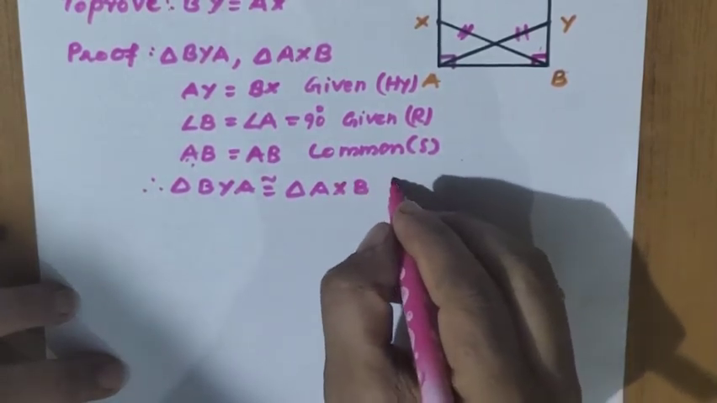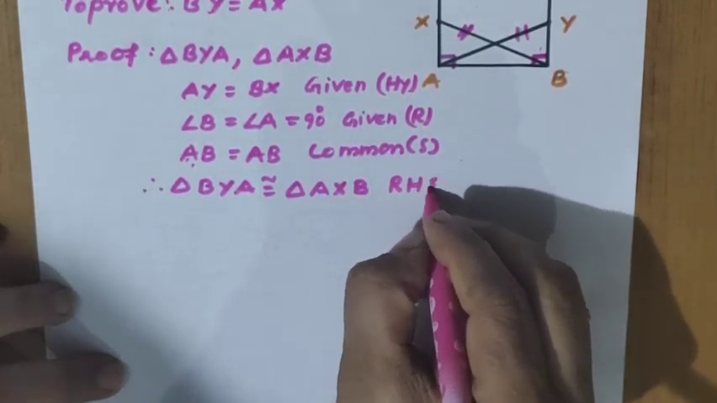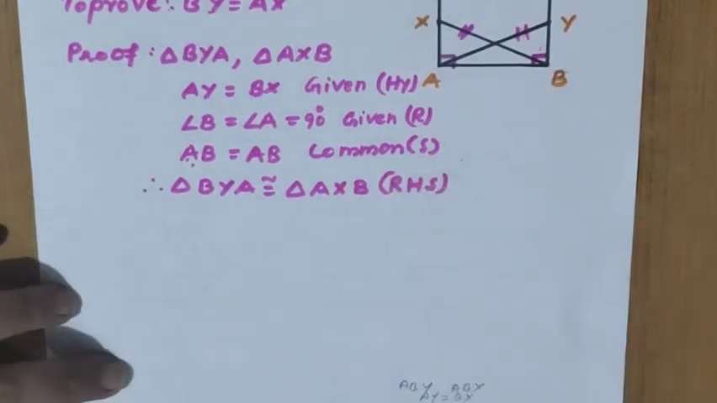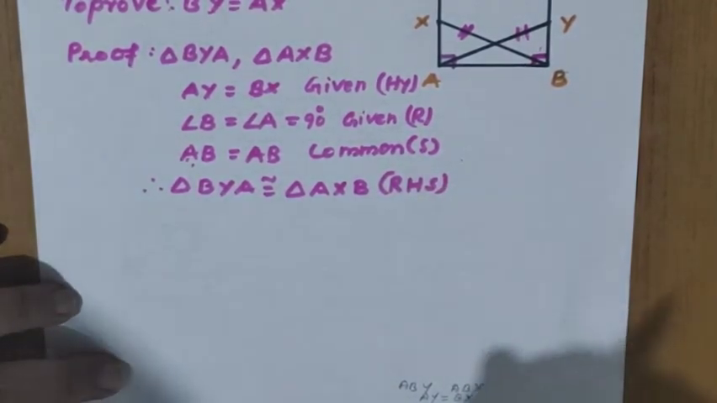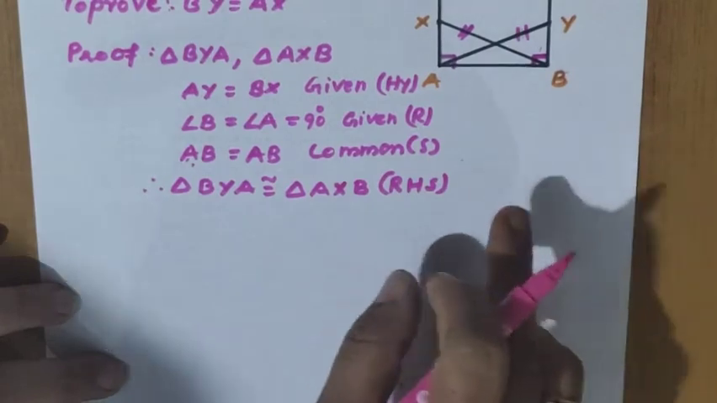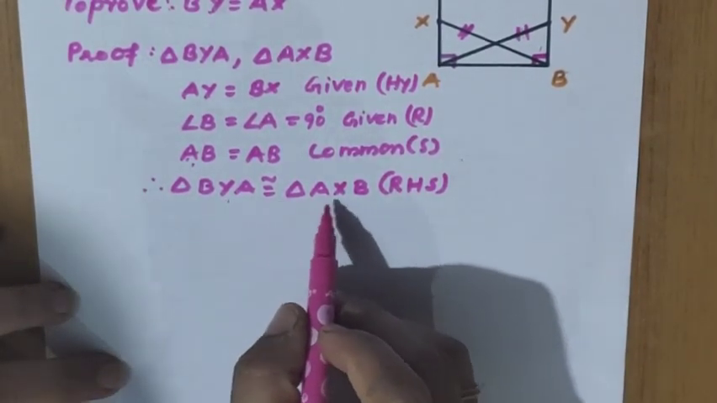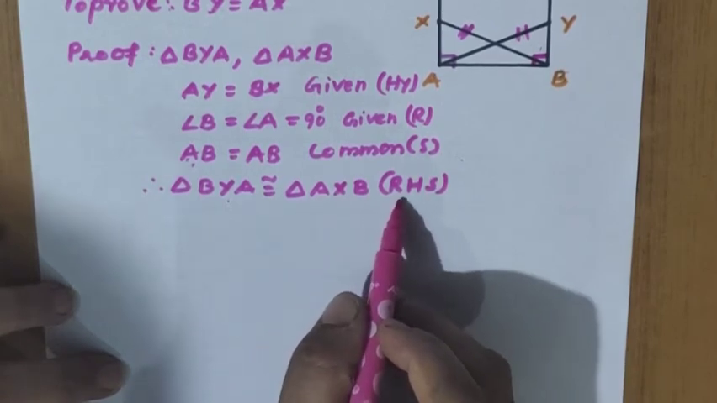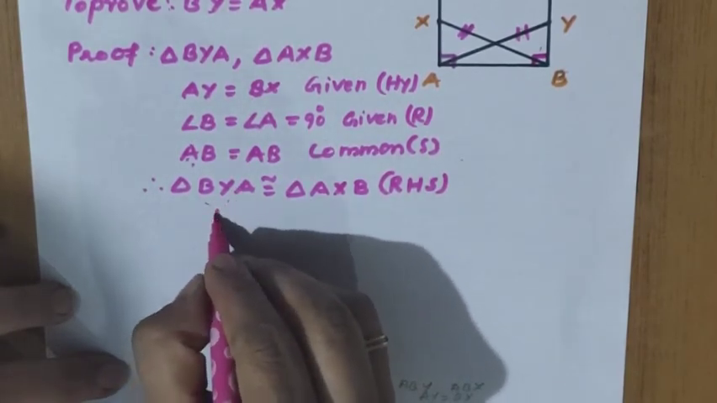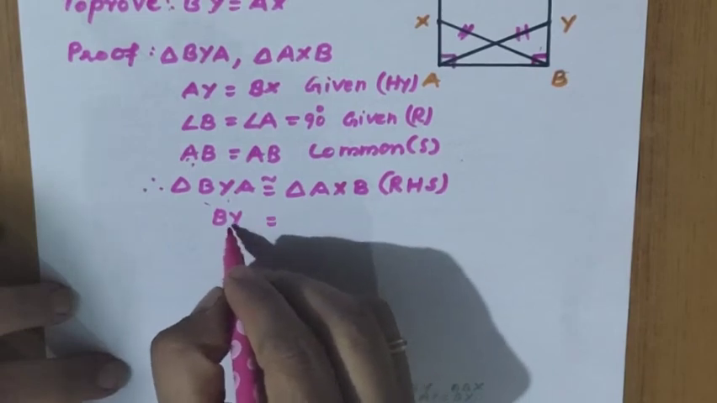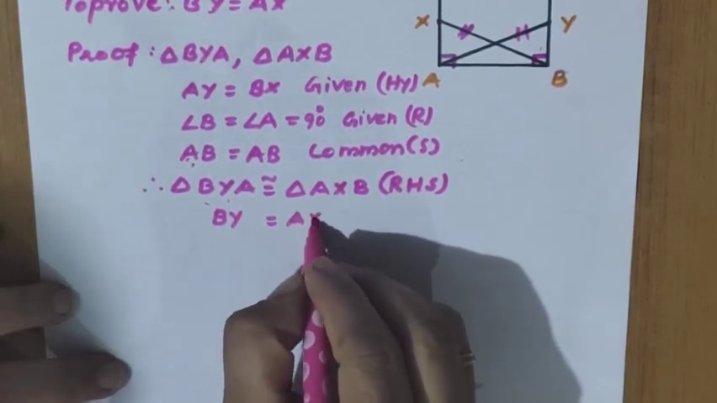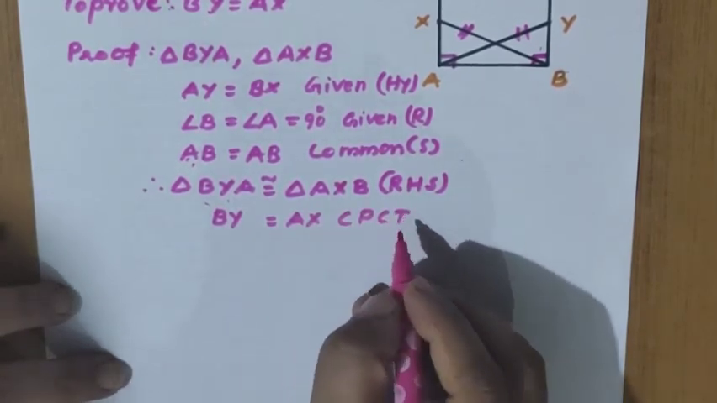Now the criteria you must be careful. It is RHS. Don't think that two side and one angle we got it can be SAS. You should verify that whether it is RHS or SAS. So now we got that triangle BYA congruent to triangle AXB by RHS criteria. Now let us take for BY. What is the corresponding side for BY? It is AX by CPCT, hence proved.